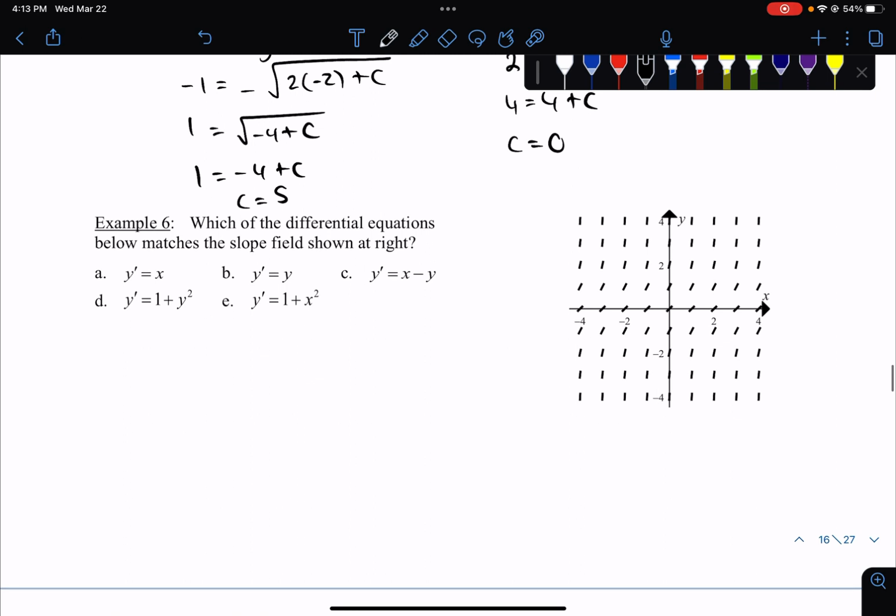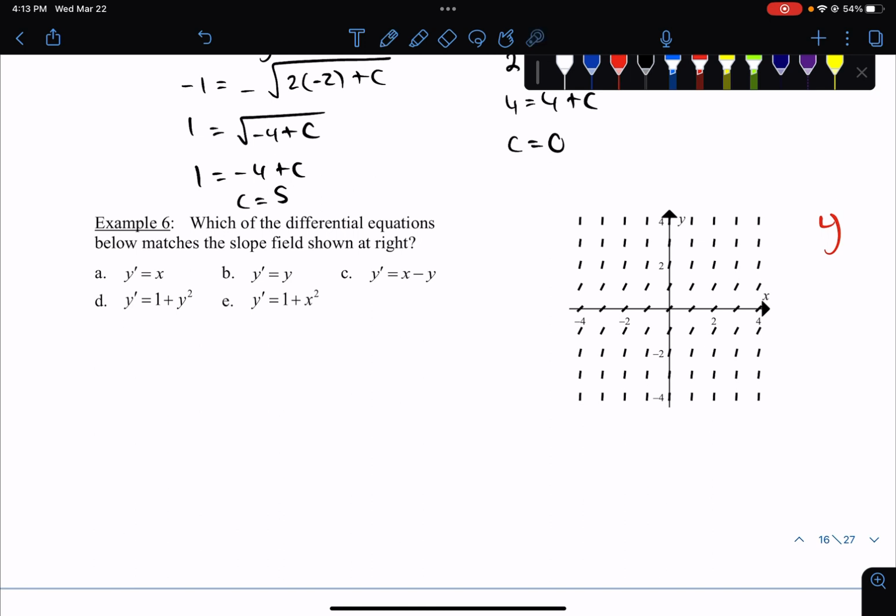Okay, example 6 and 7. The AP test loves these ones, and we're going to practice these in class a little bit when you come back. Which of the differential equations matches the slope field to the right? So it gives you a slope field filled out already, and it wants you to pick which one matches. So first thing I always look for is, is there a pattern going left to right or up and down? When I look at this, as I move up, my slopes change. So that tells me that there is a y in my function because it changes as I go up.